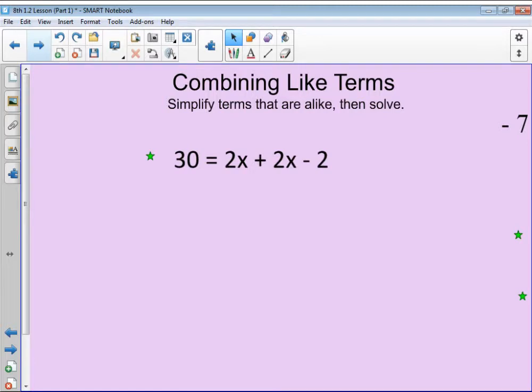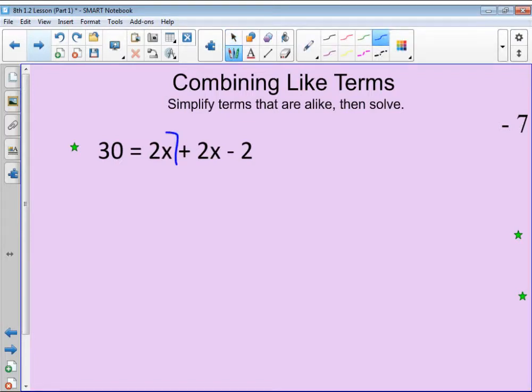It doesn't bother some kids to see it set up that way. So I'm going to go ahead and actually simplify, but then I'm going to rewrite it, because I like to see my variable on the left-hand side of the equal sign. Some kids, it doesn't bother them, but I like to work left to right. So when I combine these, I am seeing like terms here.